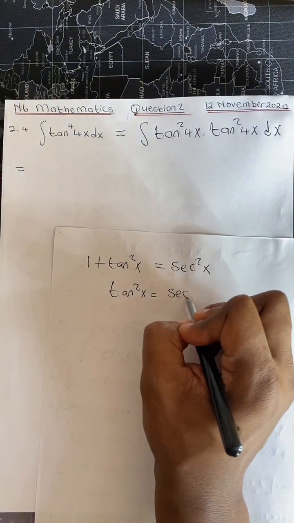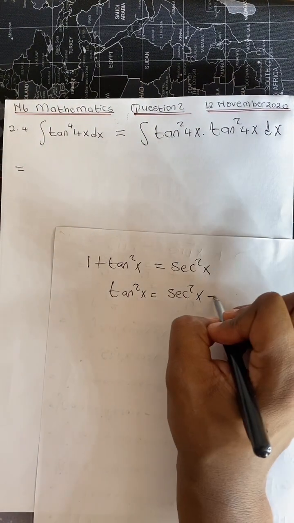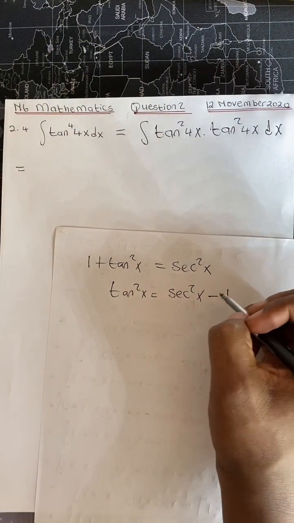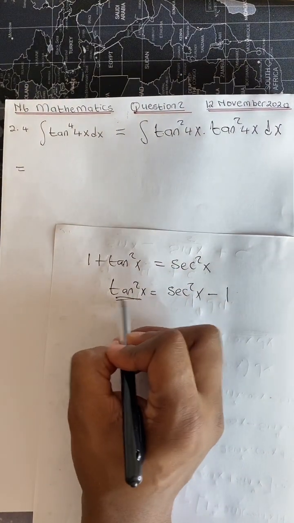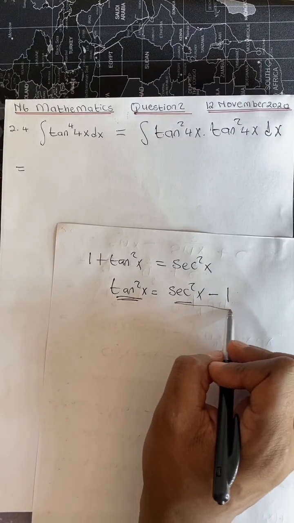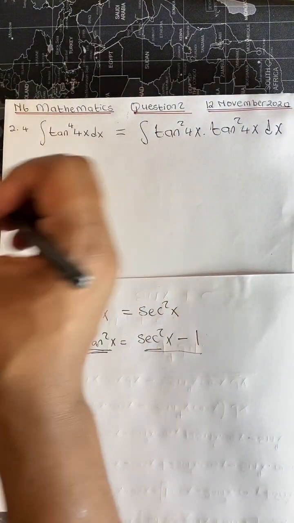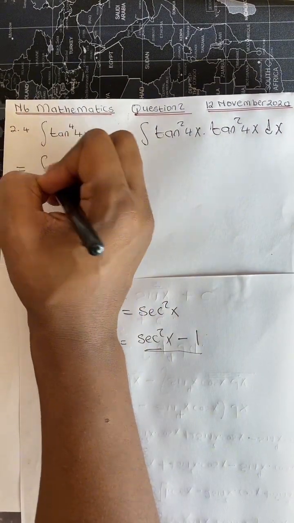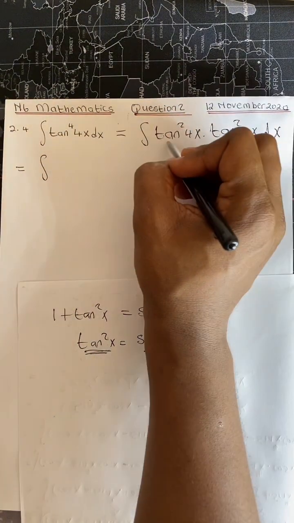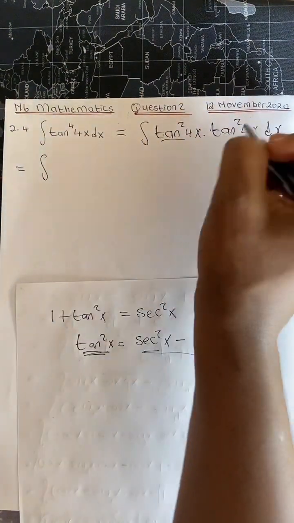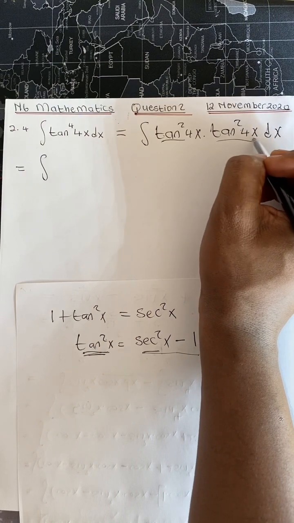And we have sec squared x. We take that one to the right. It's going to change sign from positive to negative. So in the place of this tan squared x, we will substitute sec squared x. But we do that only for the first one, or we can choose the second one.